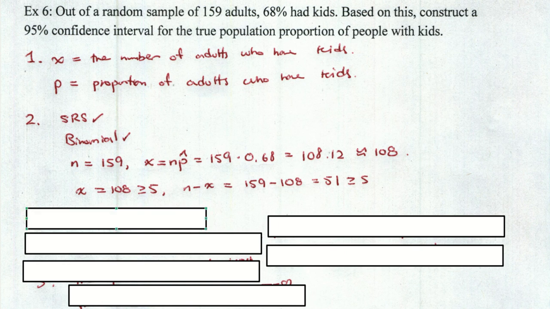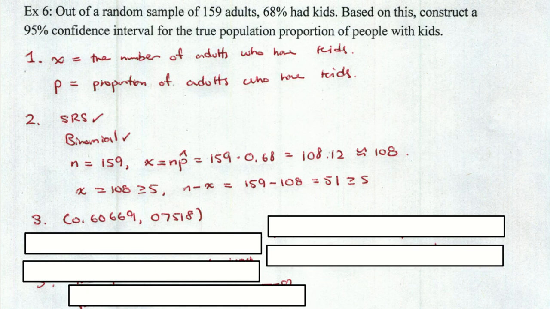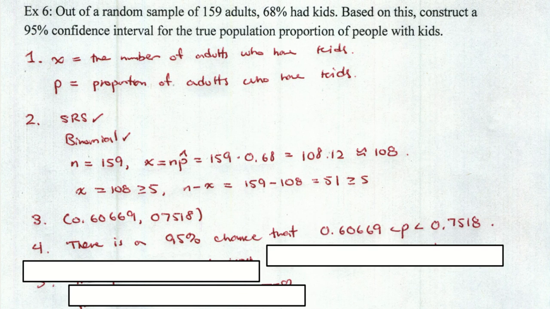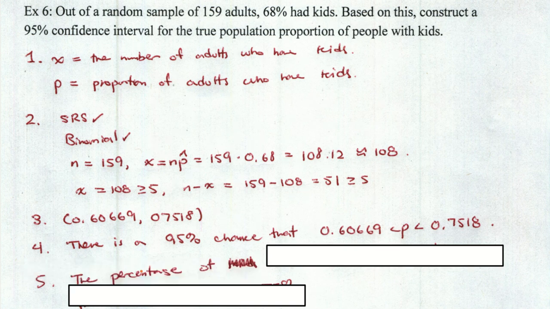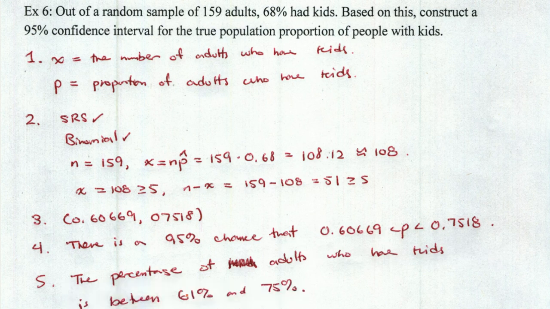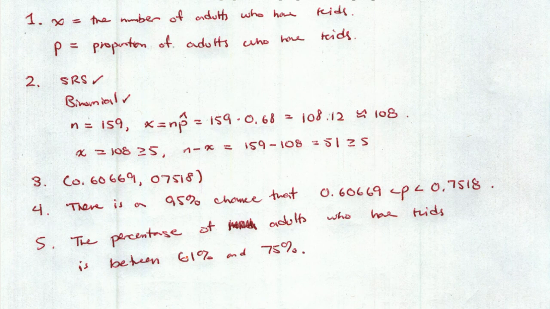We put this in our calculator, and out pops our interval. 0.60669 to 0.7518. So we use that then to say that there is a, let's see, what was the confidence level? 95%. There's a 95% chance that that interval contains the true population proportion P. Now we're going to say this in words, and this is what we'd pass off to whoever's paying for it. It says the percentage of adults who have kids is between 61% and 75%, so rounded to the nearest whole percentage.